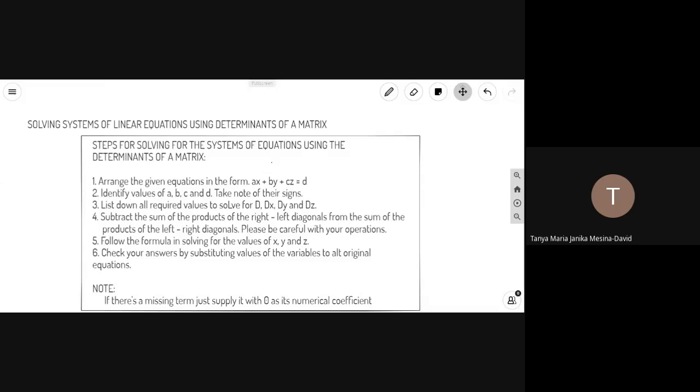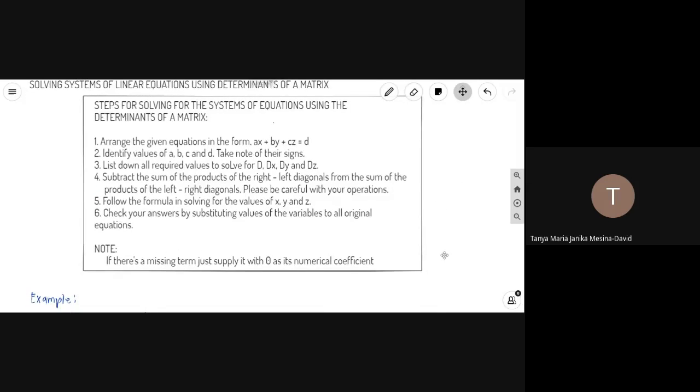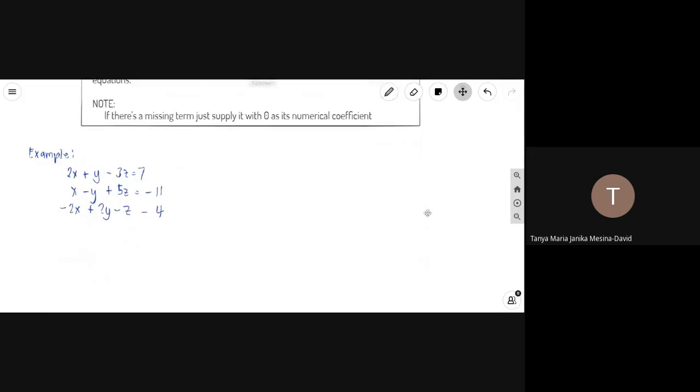Next, we follow the formula in solving for the values of x, y, and z. And remember to check your answers by substituting the values of the variables into all original equations. This is to ensure that your answers are correct. Note that if there's a missing term in an equation, for example, y is not there, then you just have to supply y with 0 as its numerical coefficient. So let's try to apply these steps in the given example.